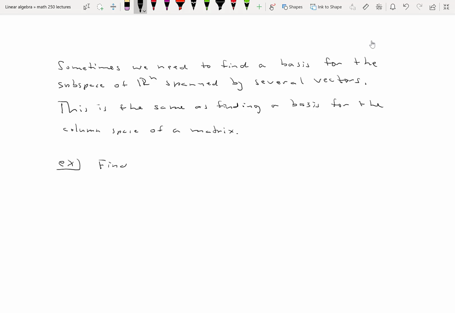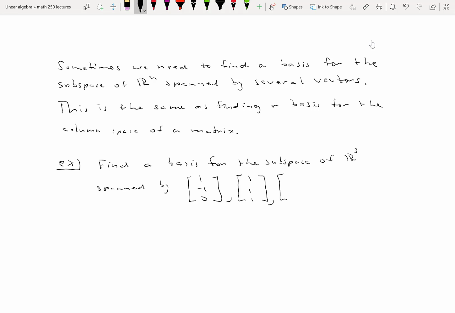Find a basis, a linearly independent spanning set, for the subspace of R3 spanned by 3 vectors. Spanned by the vectors 1, -1, 0, 1, 1, 1, and 2, 0, 1.